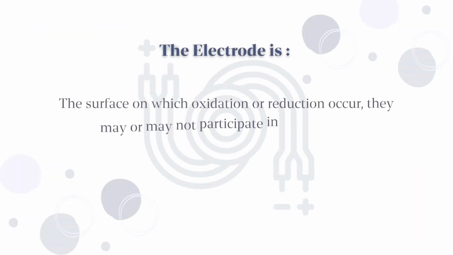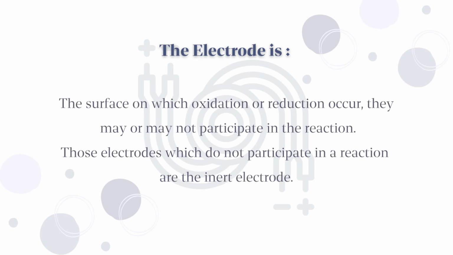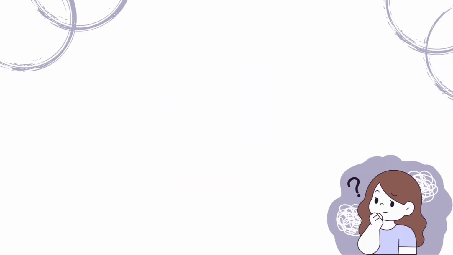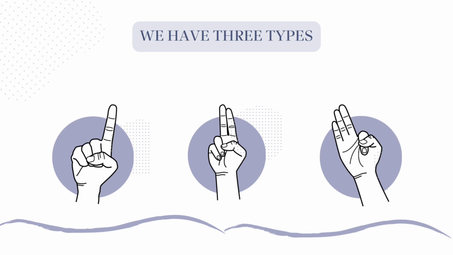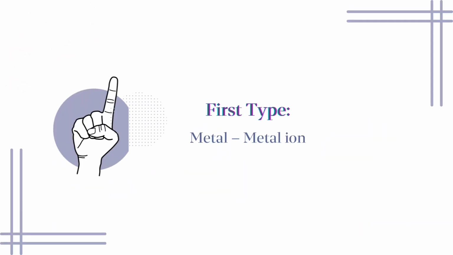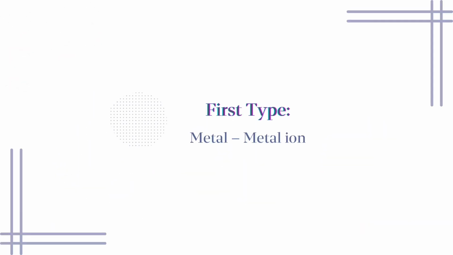The electrode is the surface on which oxidation or reduction occurs. They may or may not participate in the reaction. Those electrodes which do not participate in a reaction are the inert electrodes. How many types of electrodes do we have? We have 3 types. First type, metal-metal ion.